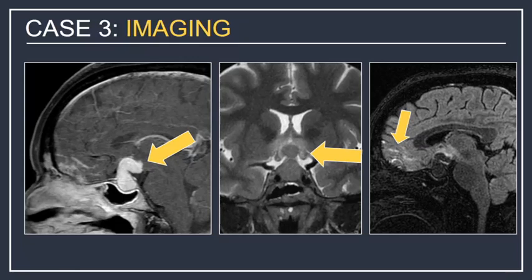We also note this additional finding. We can see that there's failure of CSF suppression within the sulci along the frontal lobes, which corresponds to some subtle enhancement on our post-contrast sequence.